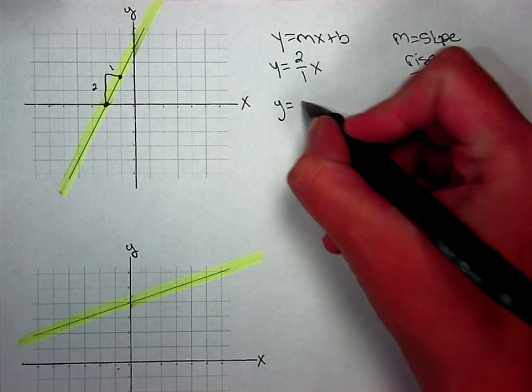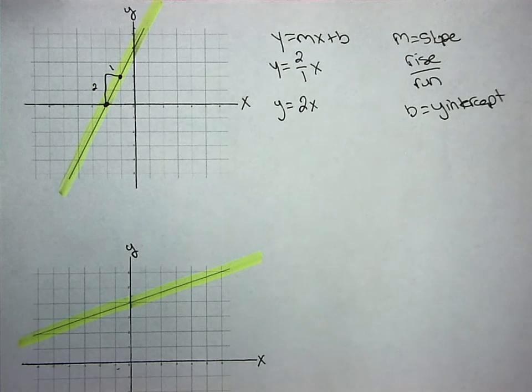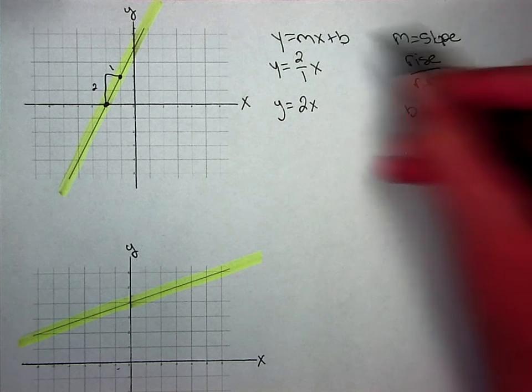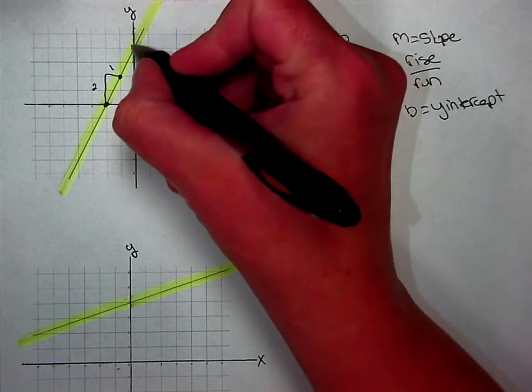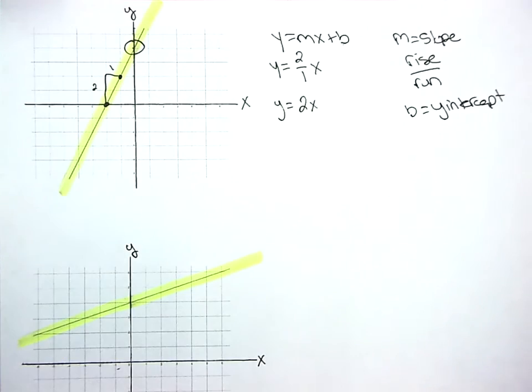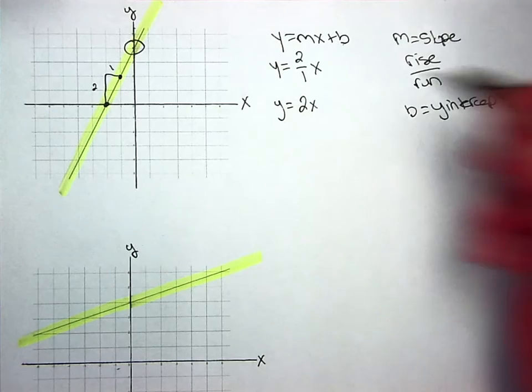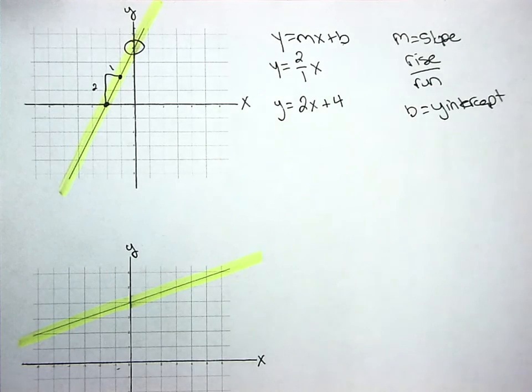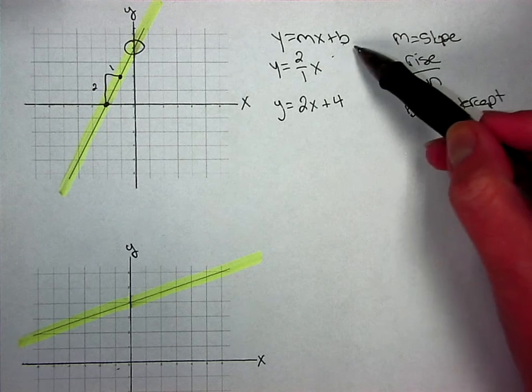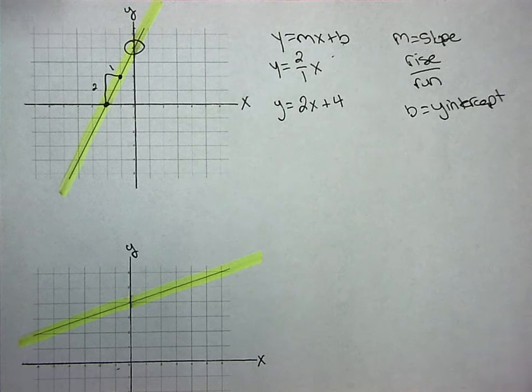And then a 1 in the denominator is not necessary, it's implied. So your slope is 2, and then your y-intercept is where the graph is crossing the y-axis. So right there at 4. So you write the equation of the line, count your slope, look at your y-intercept.